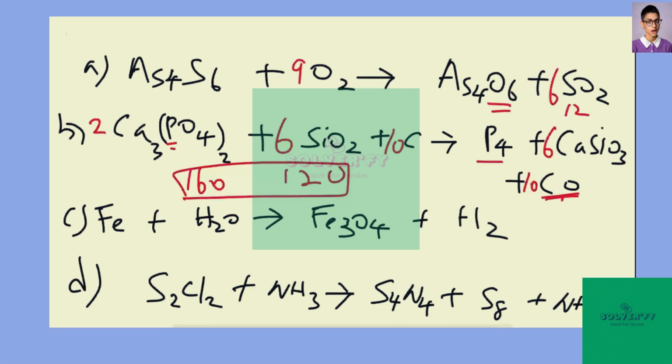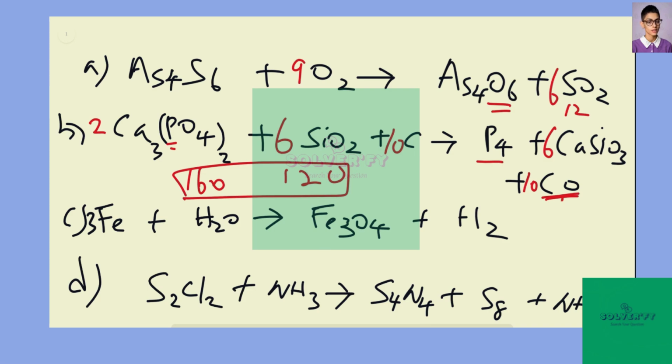So for C, we have iron with water. We produce Fe3O4, and then we have H2. So I will first start to balance the iron. So I put a 3 in front of iron, because we have 3 on the right, and then we should have 3 on the left.